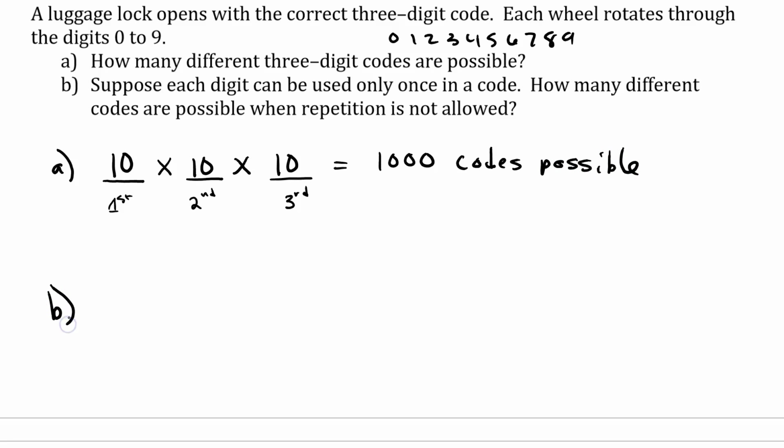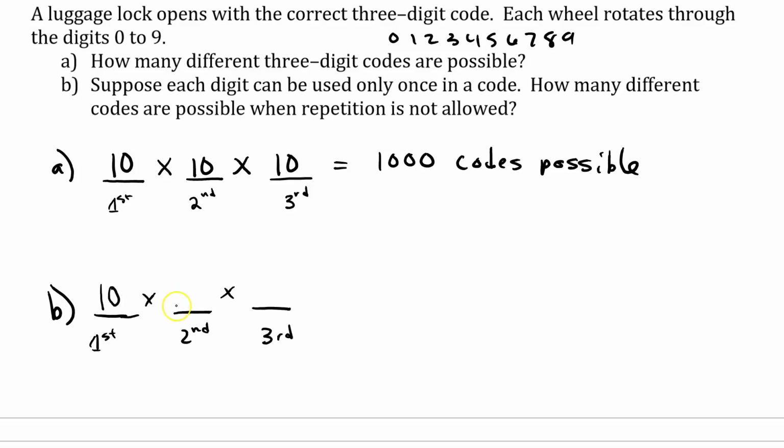However, suppose each digit can only be used once. So we're still going to have a 3-digit code, the first, the second, and the third. We're going to multiply these together. But for the first number, think about it. You can use any number you want: 0, 1, 2, 3, 4, 5, 6, 7, 8, 9.